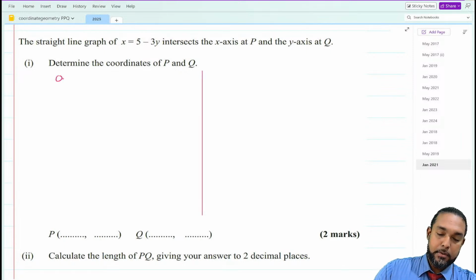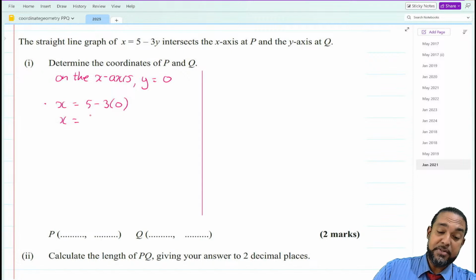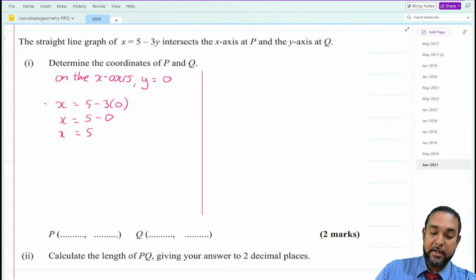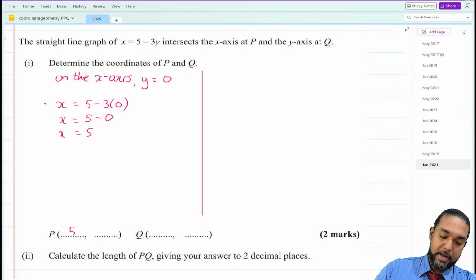Right. So on the x-axis, y is equal to 0. So therefore, x equal to, sorry, my bad, 5 minus 3 by 0. Anything multiplied by 0, it'll give us back 0. 5 minus 0 will give us back 5. And look at that, x equal to 5. So if it intersects the x-axis at P, right, we get 5 on the x and 0 on the y.